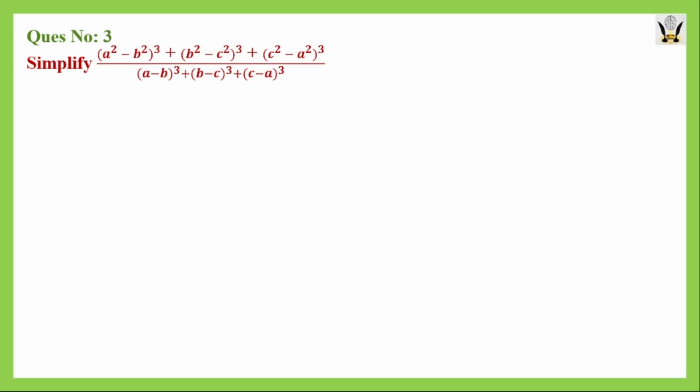Now the next sum, again in the numerator we have a format of x cube plus y cube plus z cube, and in the denominator again we have that format. Now let's assume that a square minus b square is equal to x, b square minus c square is equal to y, and c square minus a square is equal to z. So whatever expression we have in the numerator, that can be written as x cube plus y cube plus z cube, right?